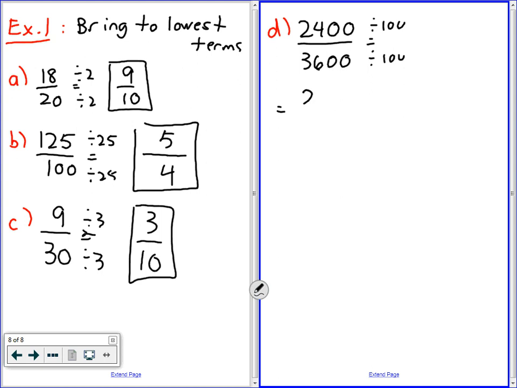And get 24 over 36. Does everyone see how we did that, right? The zeros are gone, so they just cross off. And that's what I would first do always.